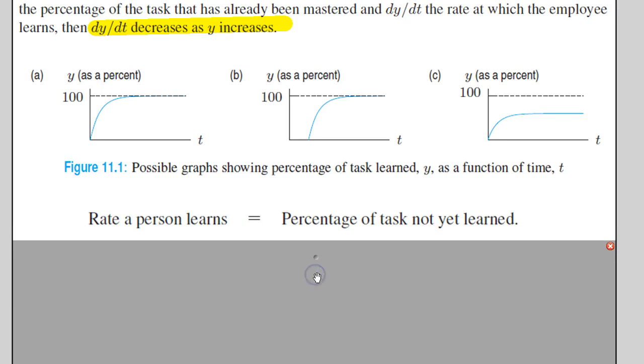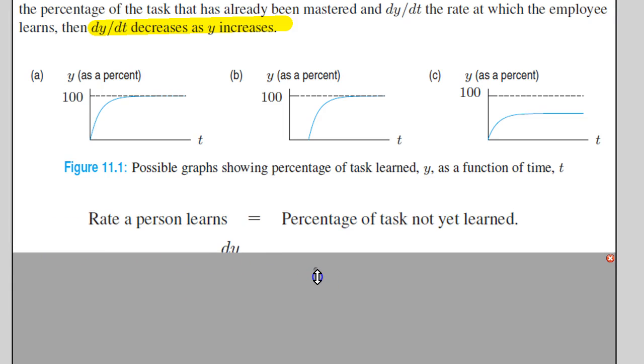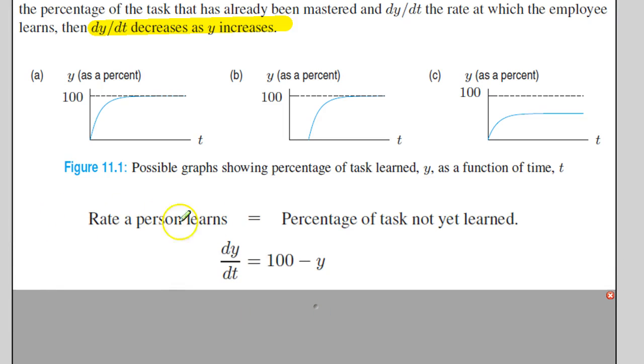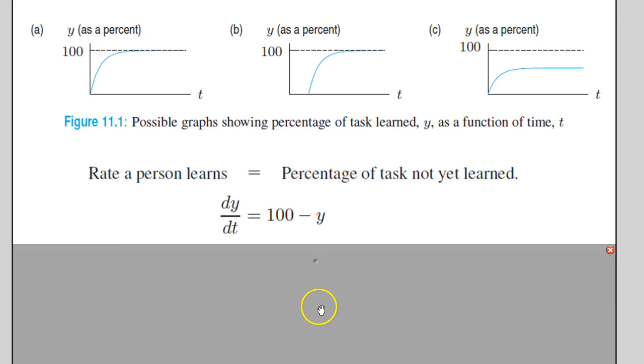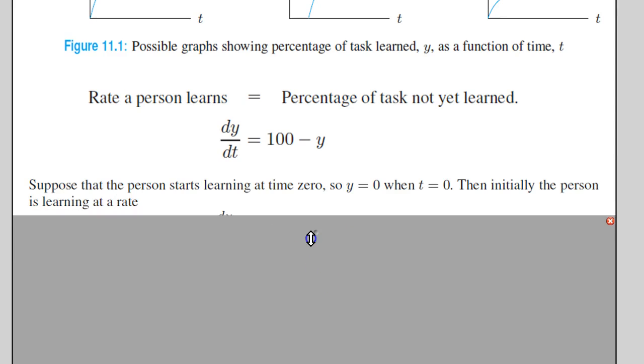Suppose we can say that the rate that a person learns is equal to the percentage of the task not yet learned. This is a big suppose. It's not saying this is always going to be true, but if we start off with this as true, then we can quantify it. The rate at which a person learns is dy/dt, y represents the percentage they've learned, and the percentage not yet learned is the difference between 100 and the percentage they've already learned.